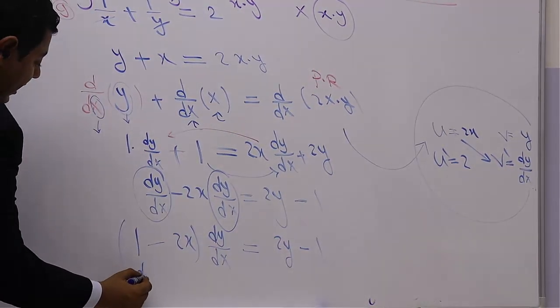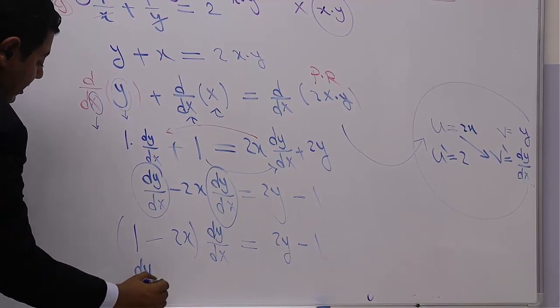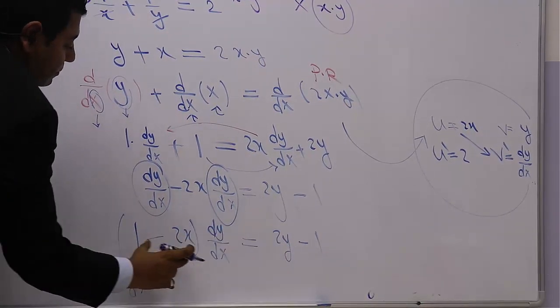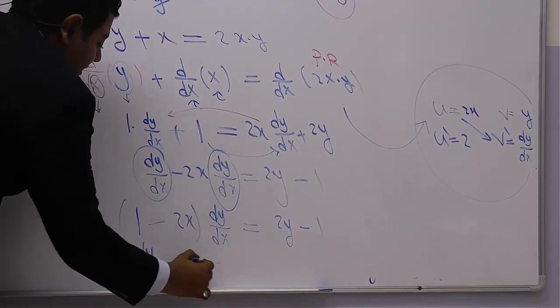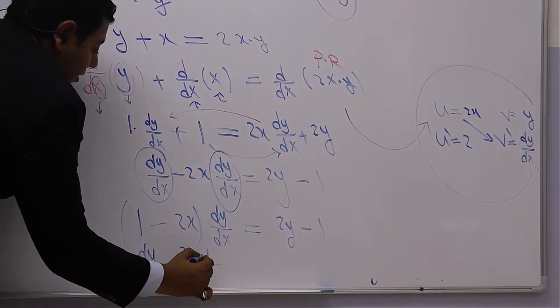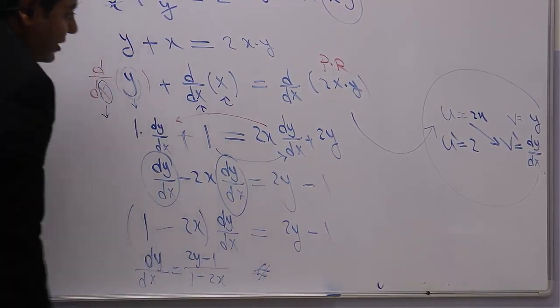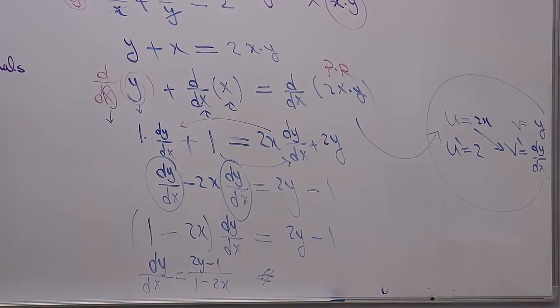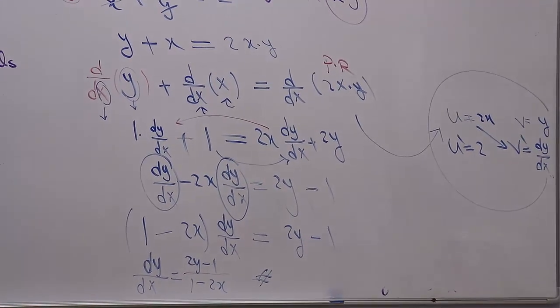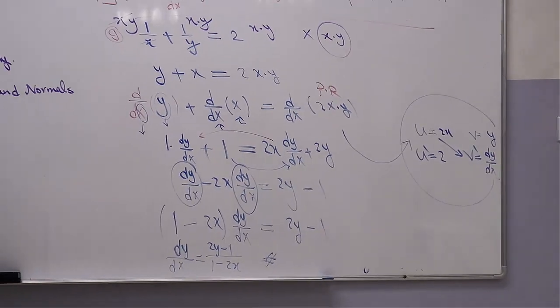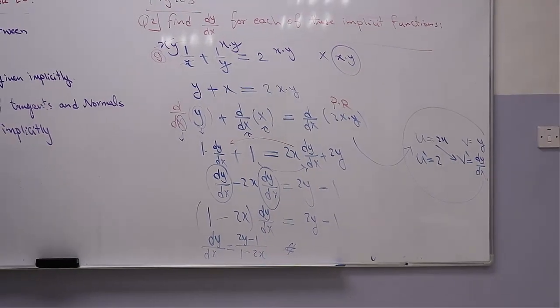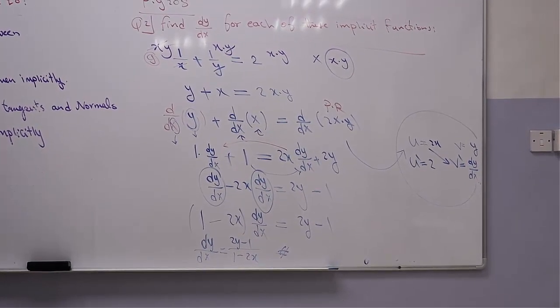So finally, I can find dy over dx by dividing this expression by the coefficient of dy over dx, which is 2y minus 1 divided by 1 minus 2x. And this is the final answer. Let's take another example. Question number 3, page 208.